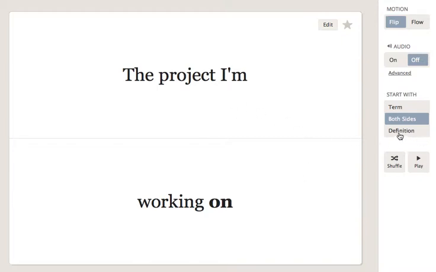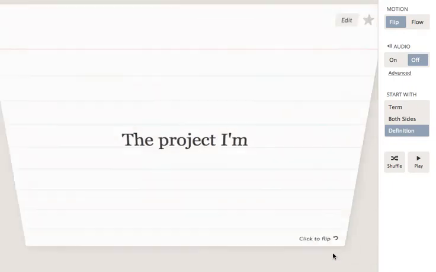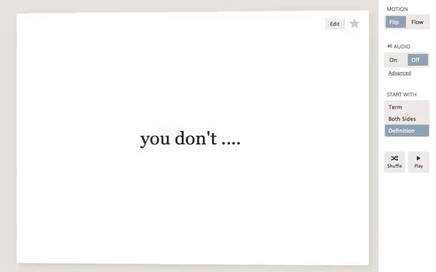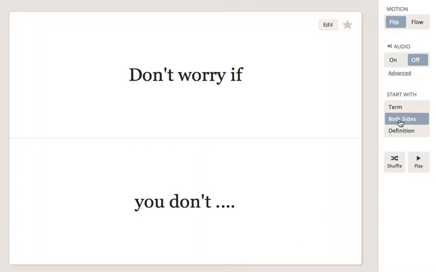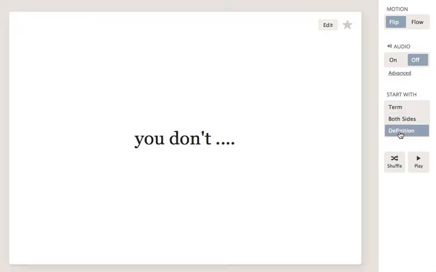All right, let's start with working on. Notice the highlighted on just to help you with the collocation. The project I'm working on should be fairly easy to remember. Another one. Both sides. Don't worry if you don't.